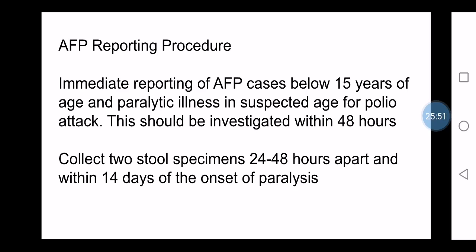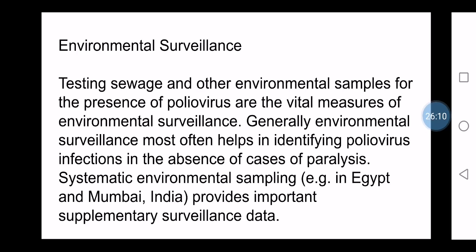So if the child has undergone any paralysis, then immediately, 24 to 48 hours in between, we have to take 2 stool samples. This is what we call AFP surveillance, acute flaccid paralysis surveillance. Then only we will be able to avoid the spread of this particular strain to others.